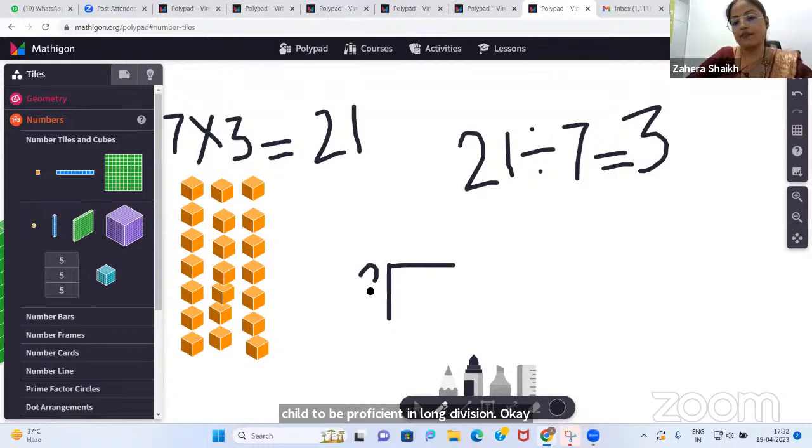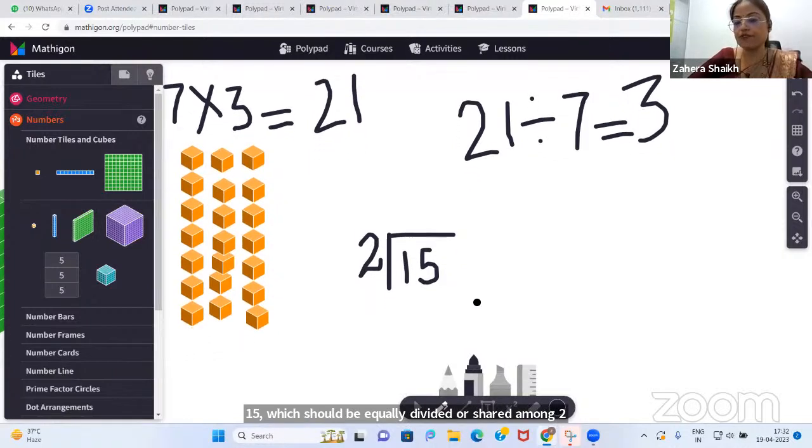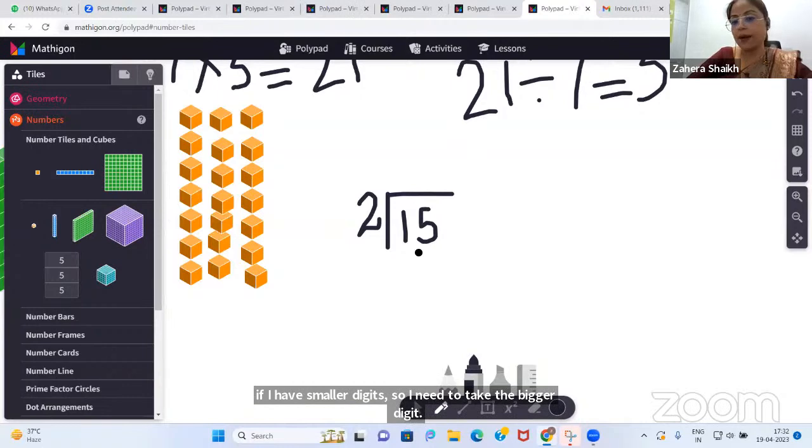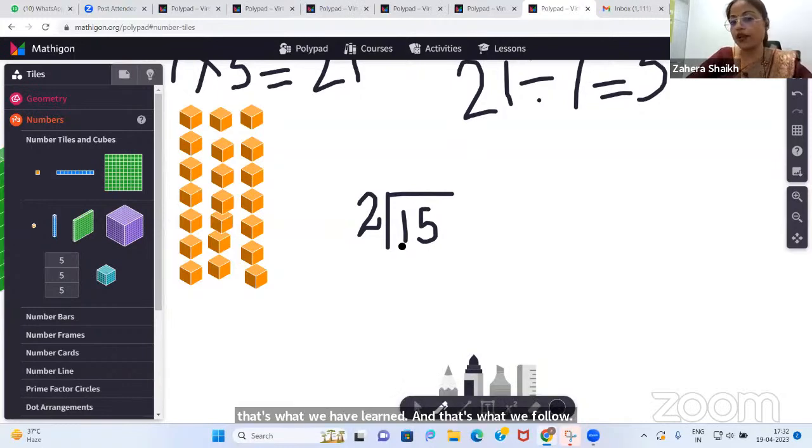Okay, so I have 15 which should be equally divided or shared among 2 groups. Okay, now what we have learned from our own experiences is that if I have a smaller digit, I need to take the bigger digit. Okay, that's what we have learned and that's what we follow, right? But we forget that we are talking about the value of the number, not the digit. This is 15. This is not at all 1.